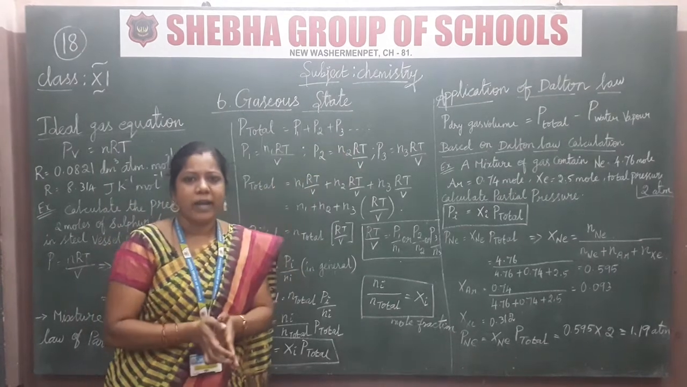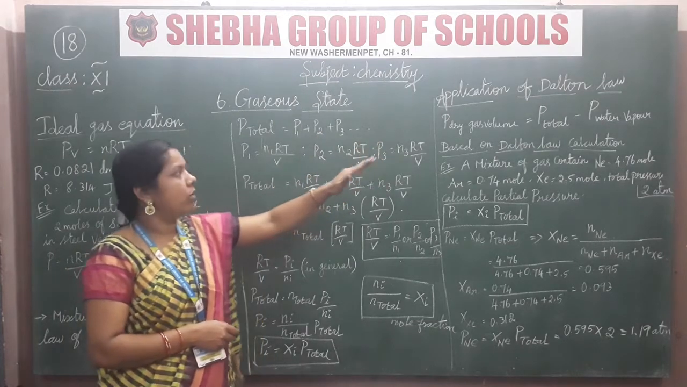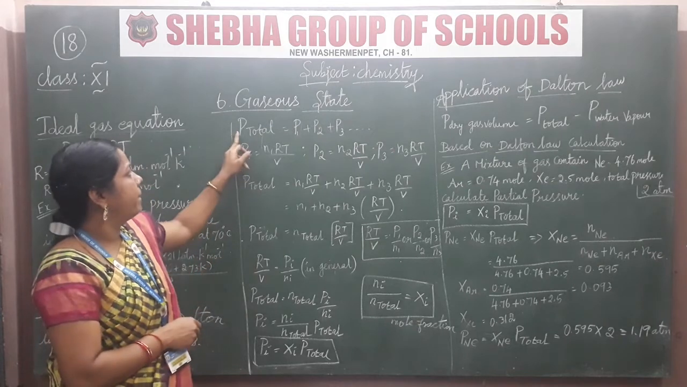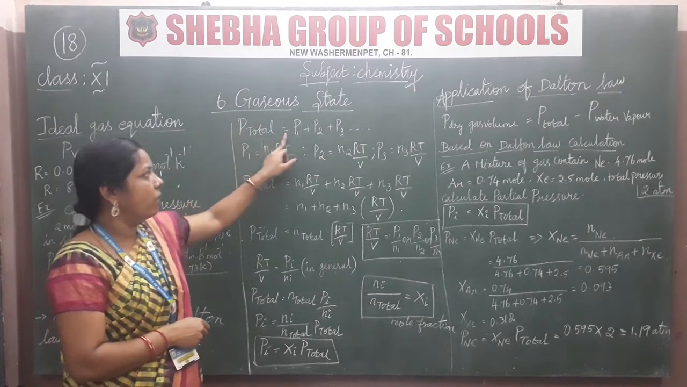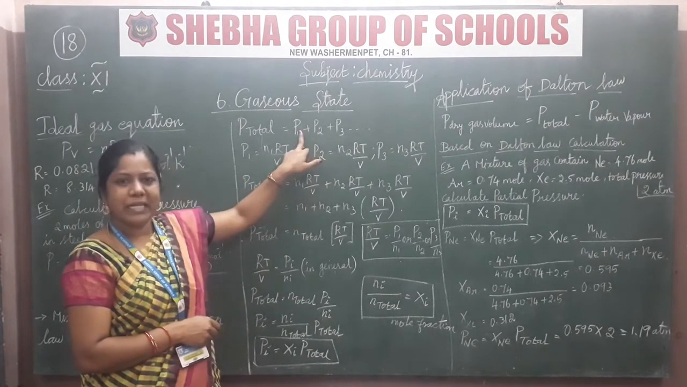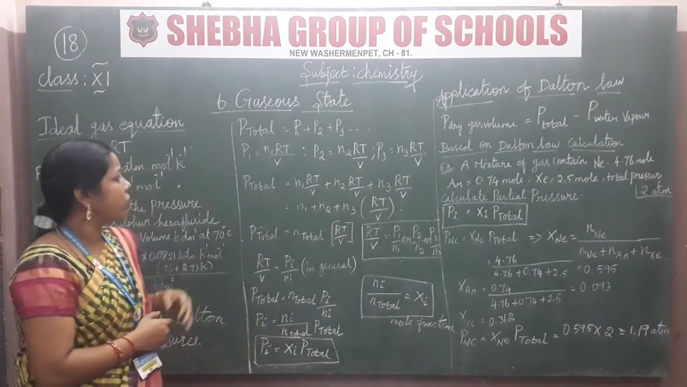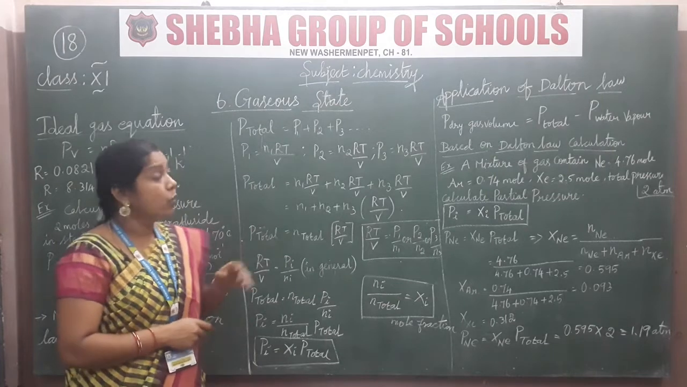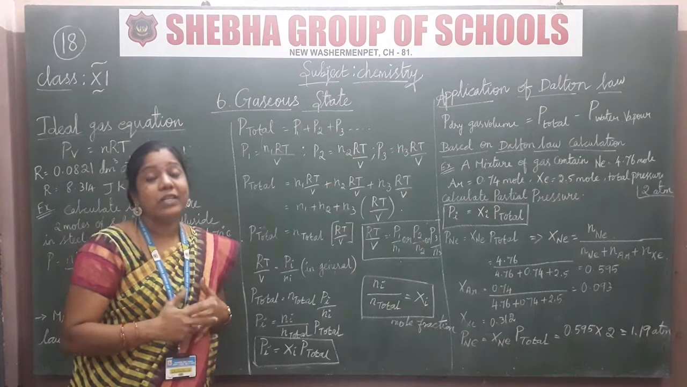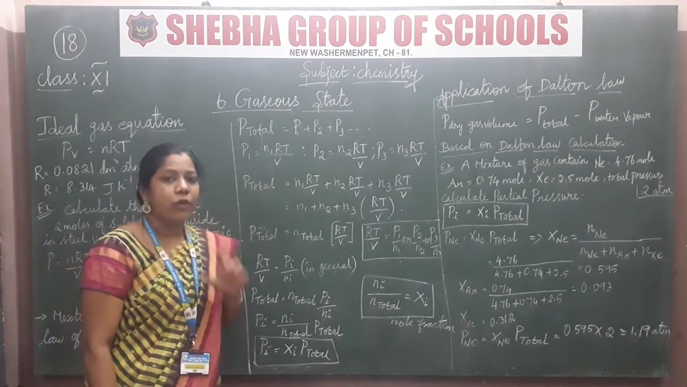If four kinds of gases are contained in the mixture, we can write up to P4. So this is Dalton's law, and we can write the formula as: total pressure P is equal to P1 plus P2 plus P3, where the sum means addition. This is the main thing you want to understand, because we have to go for calculations using that formula. Now, how can we derive this Dalton's law statement? I am going to teach you, so you have to follow step by step.